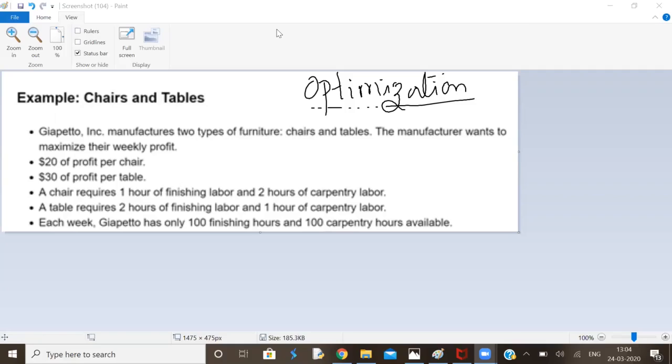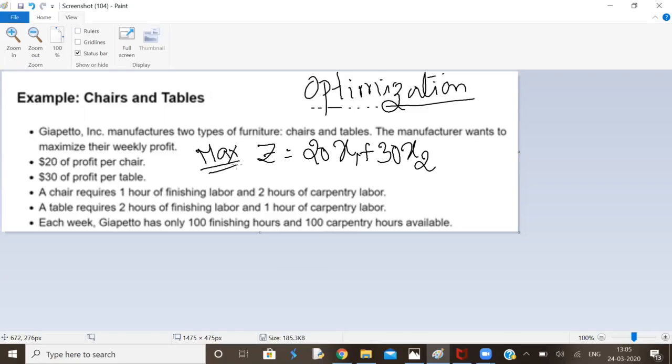This is an optimization problem. There's a company by name Giapeto, which manufactures two types of furniture, chairs and tables. The manufacturer wants to maximize their weekly profit. Let X1 units of chairs and X2 units of tables be produced. So $20 per unit of X1 and $30 per unit of X2 is the profit. So this is total profit, and the manufacturer wants to maximize it.